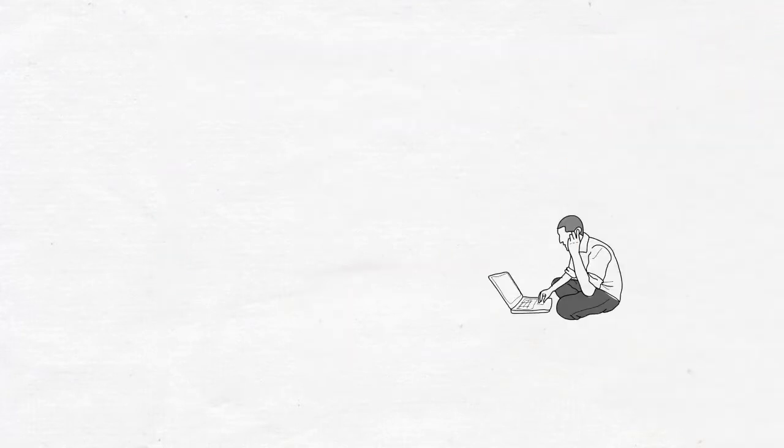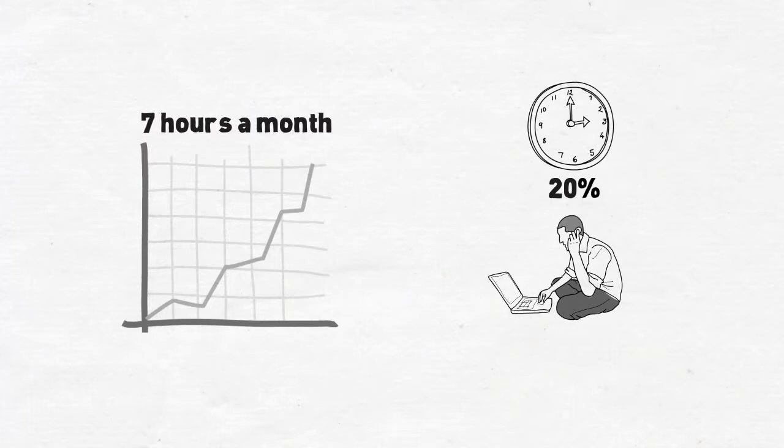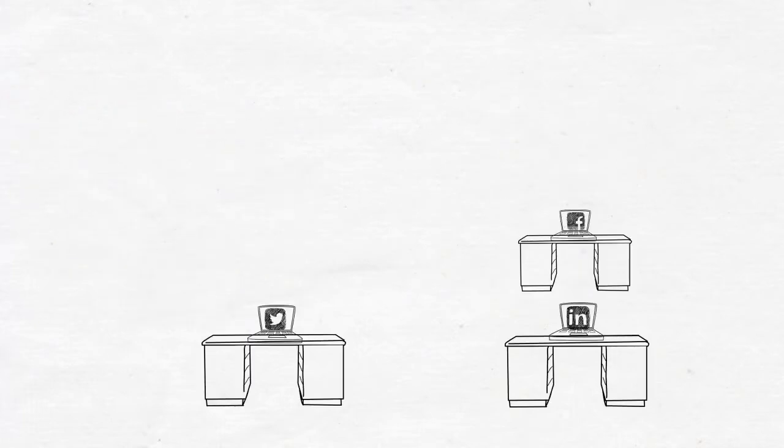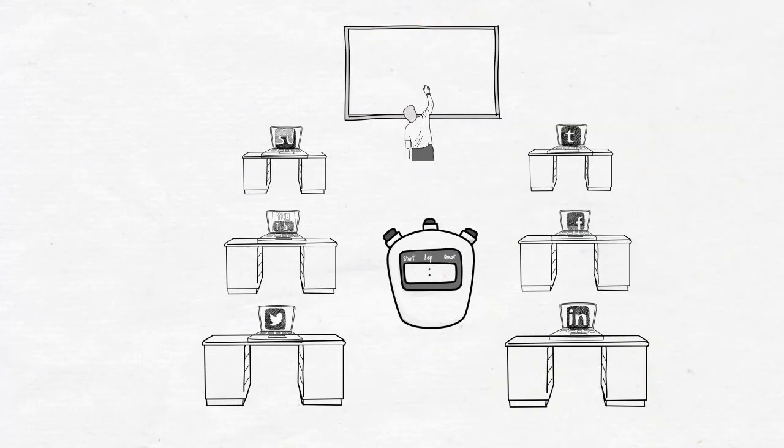Estimates show that the average social user spends around 20% of their time on social media sites, which is roughly around 7 hours a month. These numbers show that social media sites are starting to dominate the internet and will continue to grow over the next few years. The more social networks appear, the more time we spend checking them all to keep up to date with our friends and business associates. This problem can be solved by using SocialPoint.me.